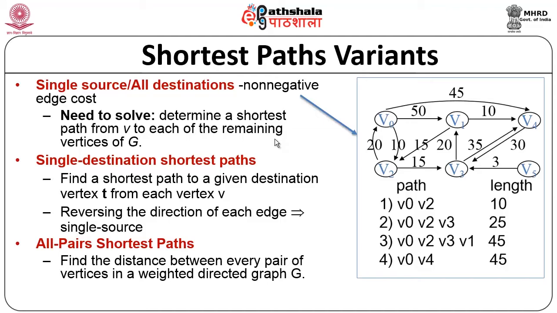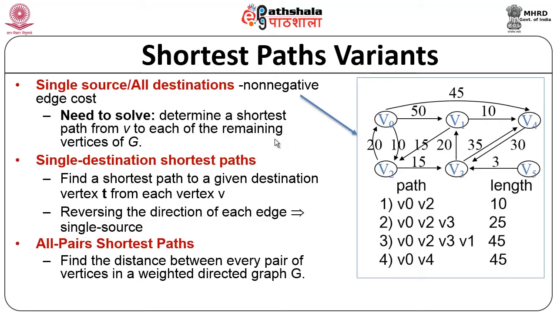So, for example, here we have a single source V0, and we want to find the paths: V0 V2, that is 10; V0 V2 V3, 25; V0 V2 V3 V1, 45; V0 V4, 45. So, from the single source V0, we have to find the shortest path to all the other vertices V2, V3, V1 and V4. So, that is the problem.